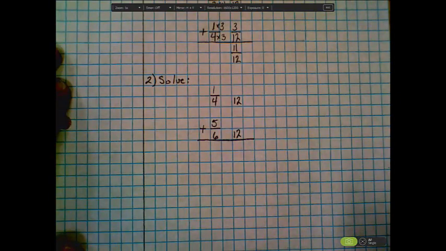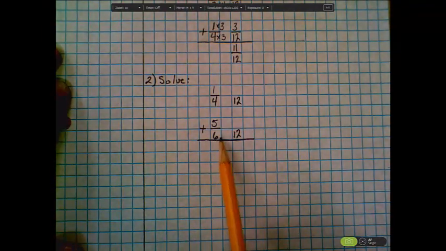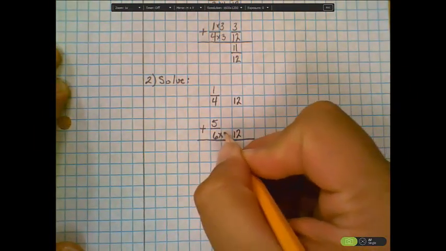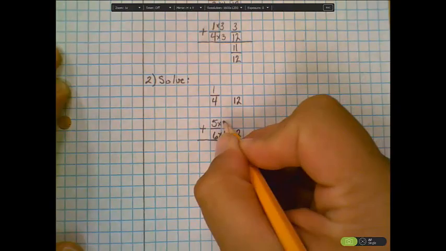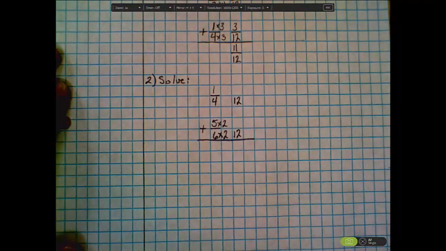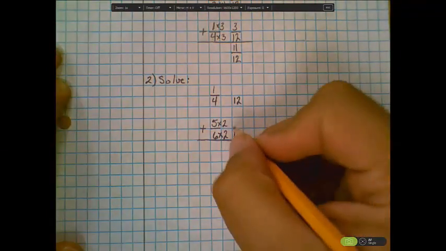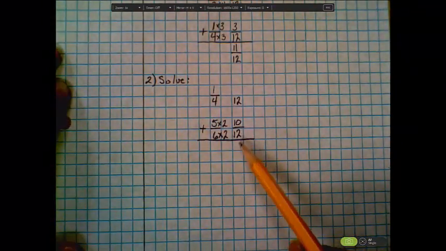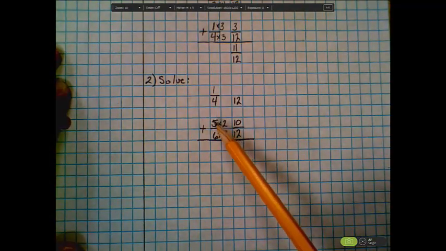Now we want to find the second step, which is our equivalent fractions. So we start here. 6 times what value gives us 12? Well, we know that that's 2. If we do times 2 on the bottom, we have to do times 2 on the top to keep it equal. 5 times 2 is 10. And so 10 twelfths has the same value as 5/6.